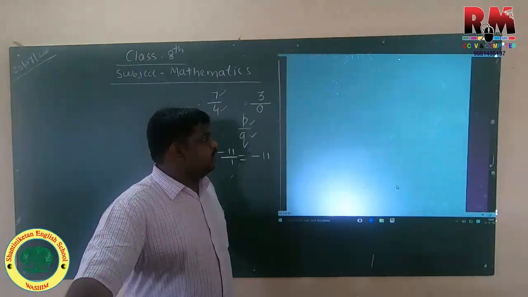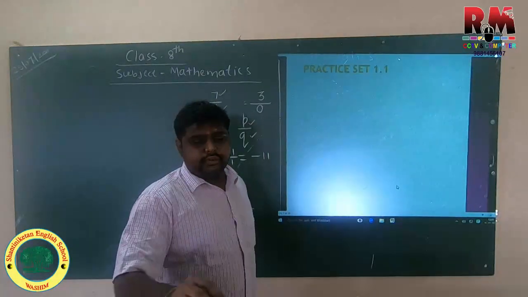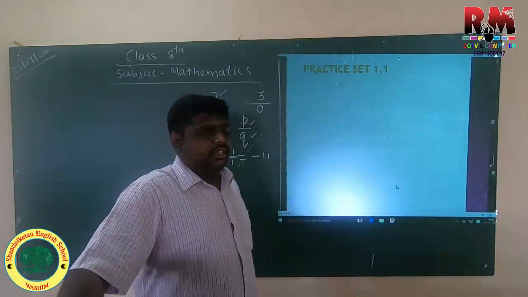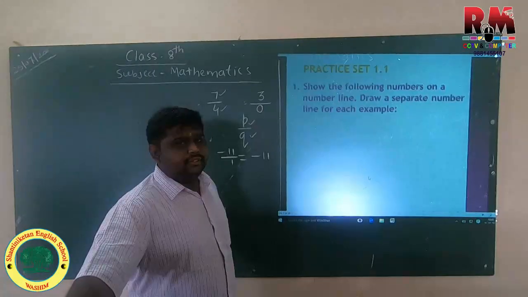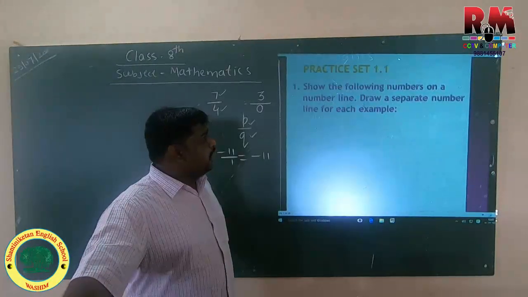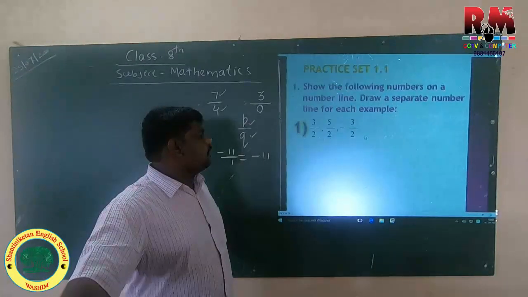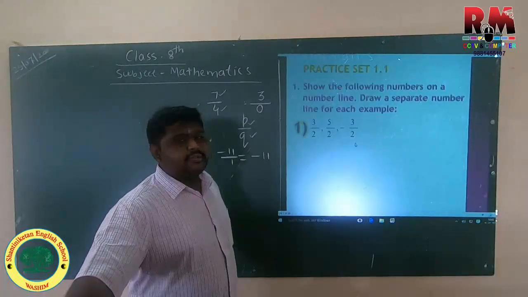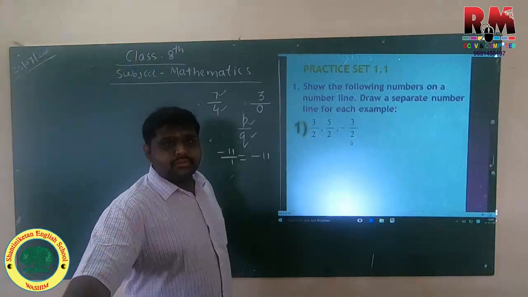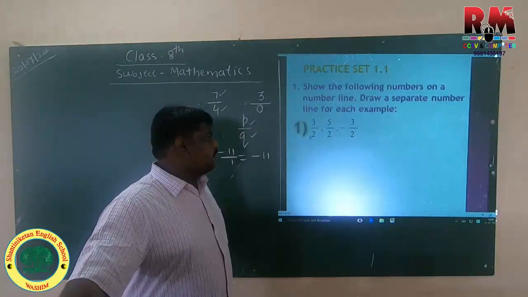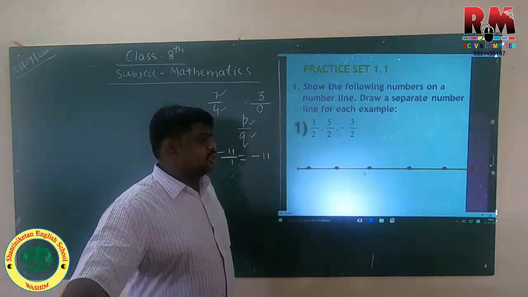Now next example. Practice set 1.1, page number 2. First question: show the following numbers on a number line, and draw a separate number line for each example. First example, 3 by 2, 5 by 2, minus 3 by 2. We have to represent them on the same number line. So what is the solution? First we draw the number line, mark 0, 1, 2, minus 1, minus 2.